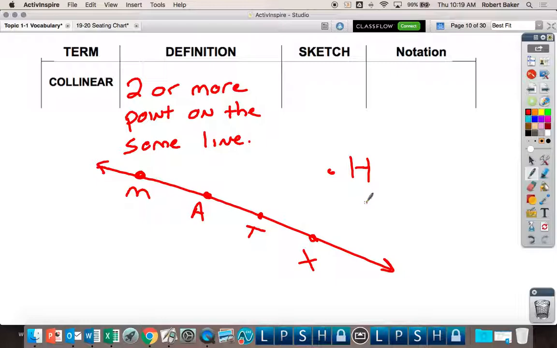The notation is either yes or no. If I say to list collinear points, you would just say M, A, T, X. You would just list them with commas. So do you want a formal definition for non-collinear, or you think they're good?